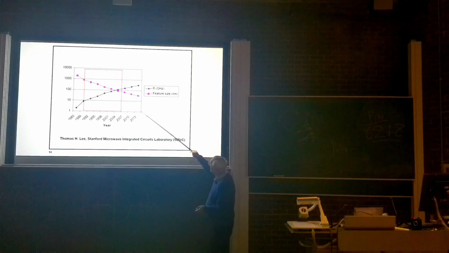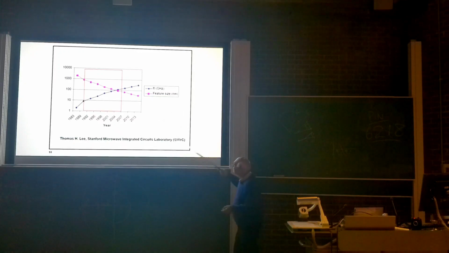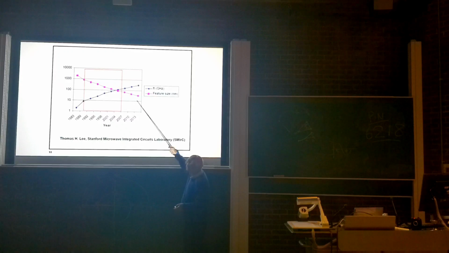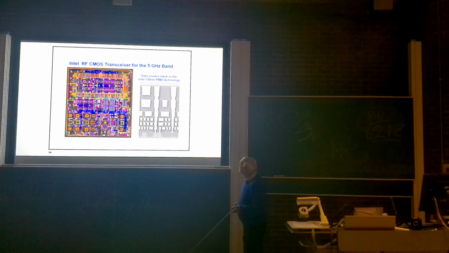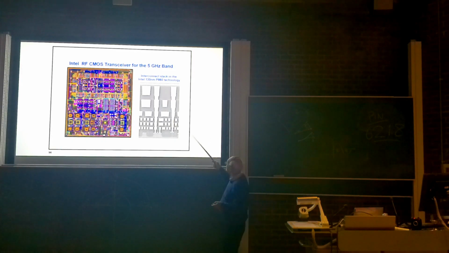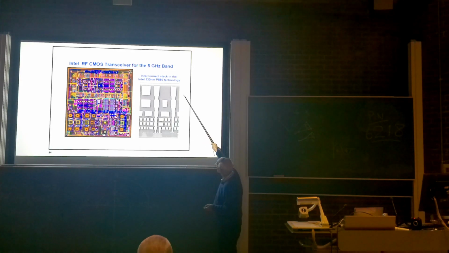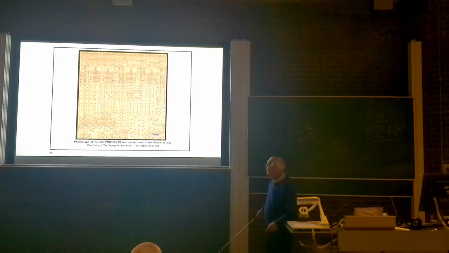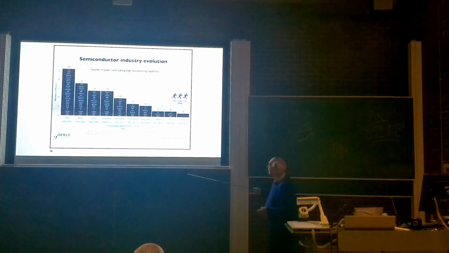This is another plot of the thing. You can see the feature size. It's actually a plot of the charts I've already shown you, so I'll move on. So Intel CMOS transceiver for the 5 gigahertz band. This is when we moved up from 2.5 or whatever it is to 5 gigahertz, then you needed a design for that. And I think it's a stacked arrangement as well. Again, I think we've seen that one before.